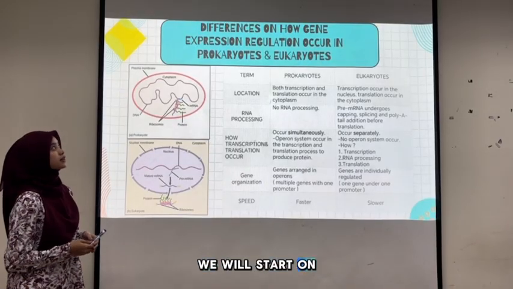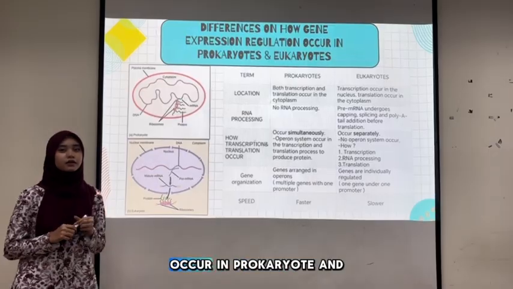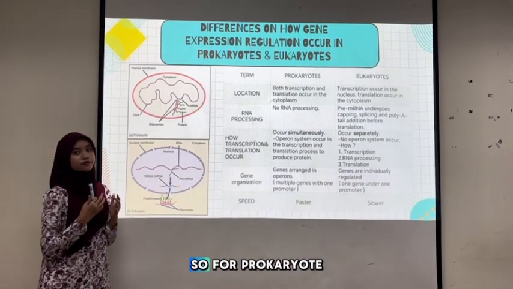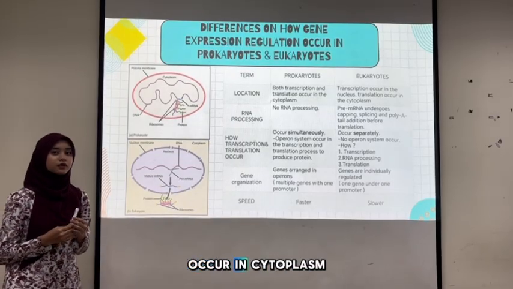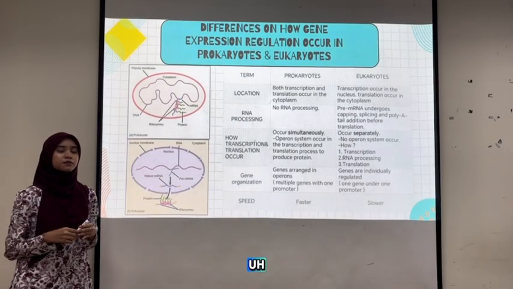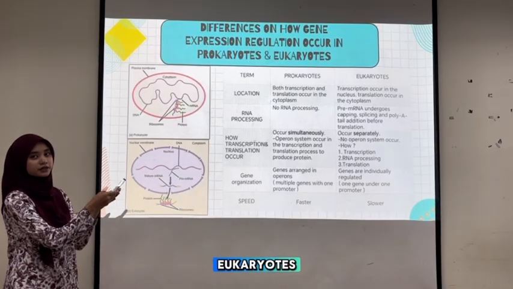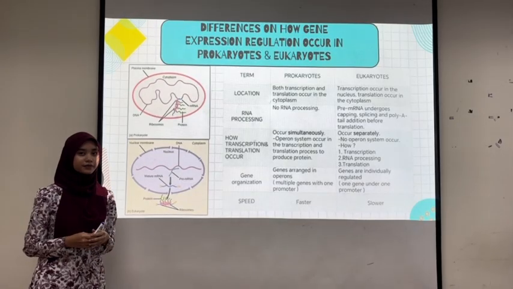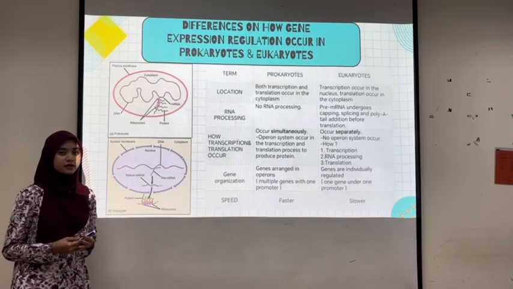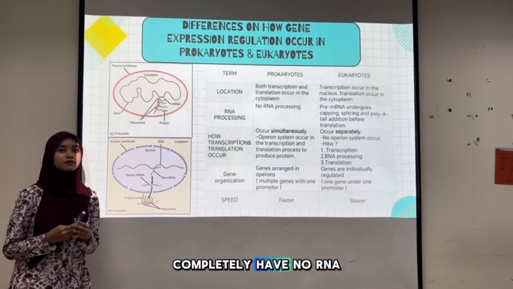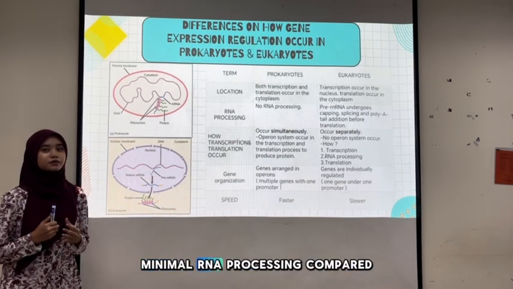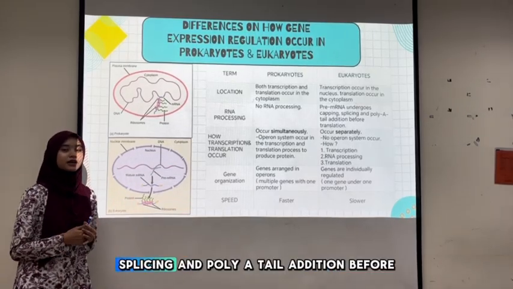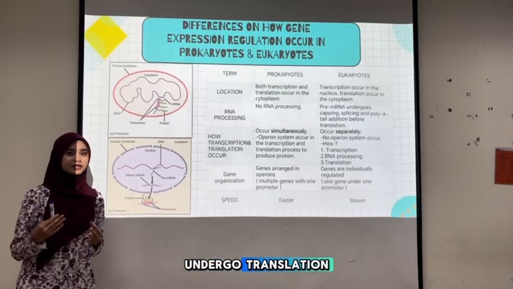Okay, so we will start on the differences in how gene expression regulation occurs in prokaryotes and eukaryotes. So we will look at the first term, which is location. For prokaryotes, both transcription and translation occur in the cytoplasm because, as we know, prokaryotes lack a nucleus compared to the eukaryotes. And for the eukaryotes, transcription occurs in the nucleus while the translation occurs in the cytoplasm. So for prokaryotes, there is no RNA processing, but actually, prokaryotes don't completely have no RNA processing, but they have very minimal RNA processing compared to eukaryotes. So for eukaryotes, the pre-mRNA undergoes capping, splicing, and poly-A tail addition before undergoing translation.